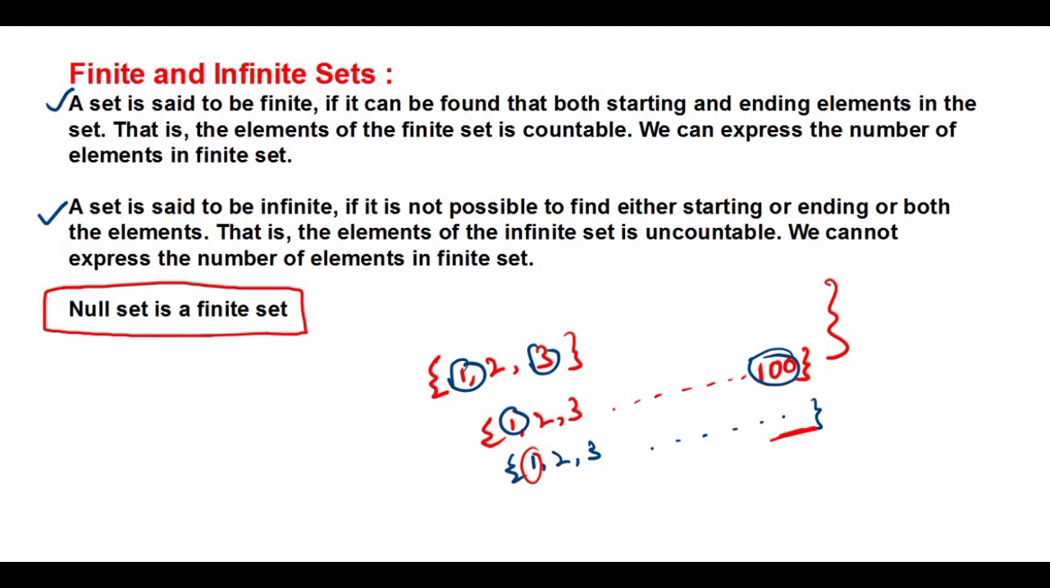Okay, so null set is a finite set. Null set means that's it, no elements are there. It is a finite set. How many elements are there? 0 elements are there in this set, so it is finite. We counted, it is a finite set.